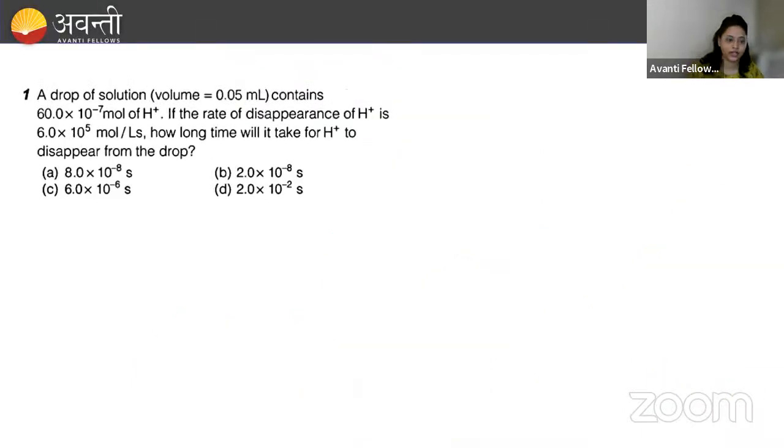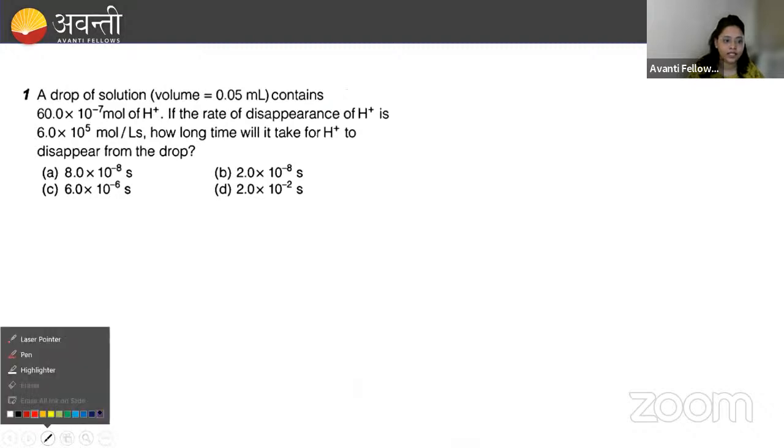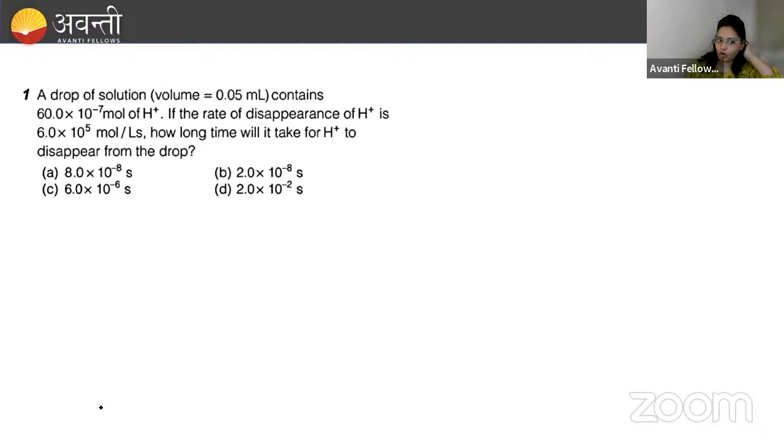Okay, so first question here is: a drop of solution contains 60 into 10 raised to minus 7 mole of H plus. If the rate of disappearance of H plus is this much, how long will it take for H plus to disappear from the drop? So here we need to find the time needed for H plus to disappear from the given drop.